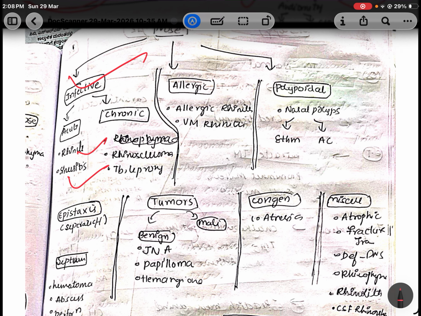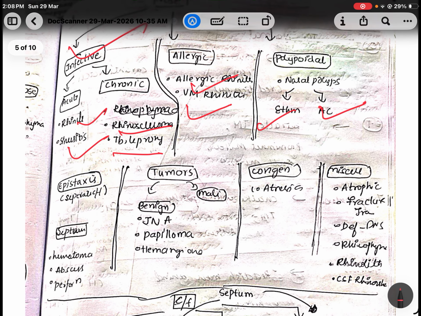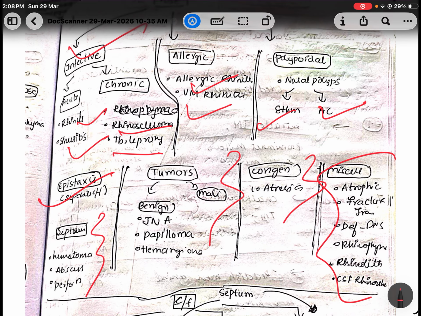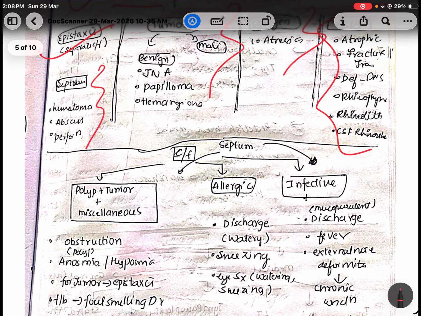Again, chronic means TB, leprosy and rhinoscleroma. Allergic, these are the conditions. Polyp, ethmoidal, antrochoanal polyp. Epistaxis as a separate narration, and it's a 10 marker. I don't want to fit things into a general template in that part. Again, septal disorders, tumors, congenital, miscellaneous. Okay, for all these things, then again I club things.